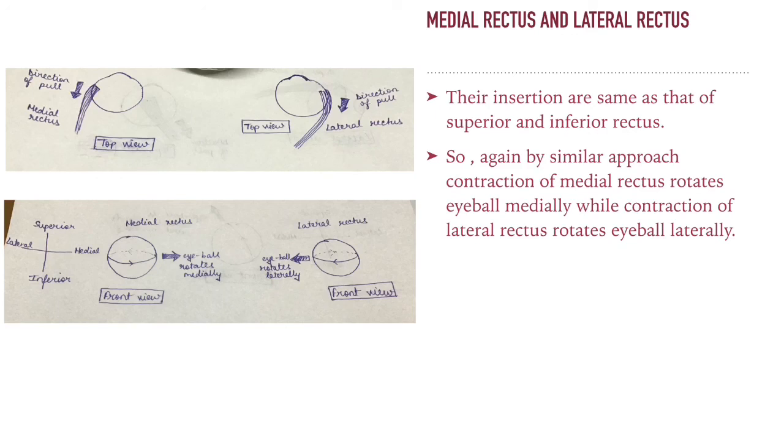So again, by a similar approach, contraction of the medial rectus rotates the eyeball medially, while contraction of the lateral rectus rotates the eyeball laterally. The arrows for both the muscles, which act like tangents, are shown in the first diagram, and the circles we have drawn in the second diagram. So for the medial rectus, the eyeball will rotate medially by the pull of the muscle. For the lateral rectus, the eyeball will rotate laterally by the pull of the muscle.